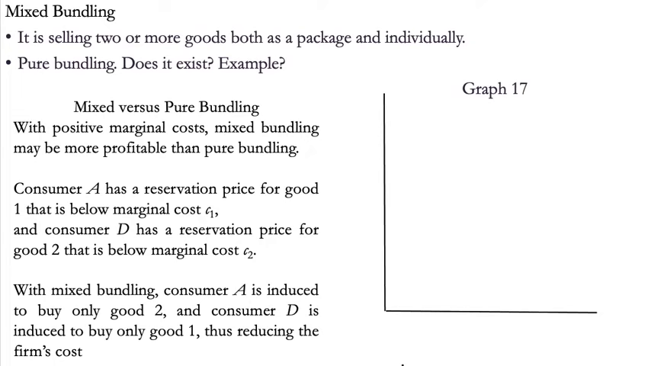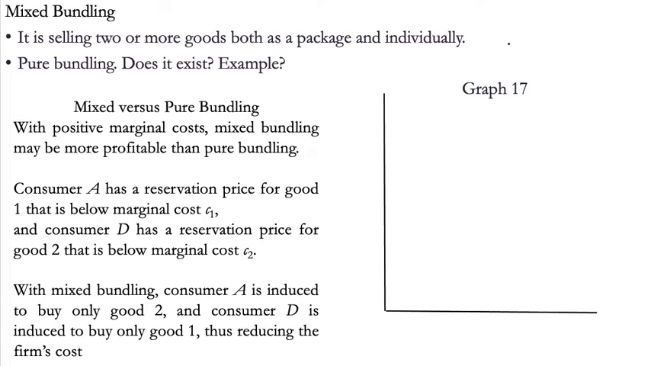Is there any possibility for a firm to sell separately to some consumers that have high reservation prices for both products, and at the same time sell a bundle to those consumers who have a negative correlation between their two reservation prices of the two goods? This is what we call mixed bundling. It is selling two or more goods both as a package and individually.